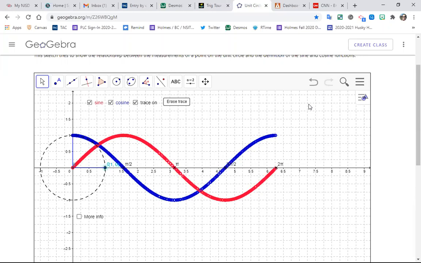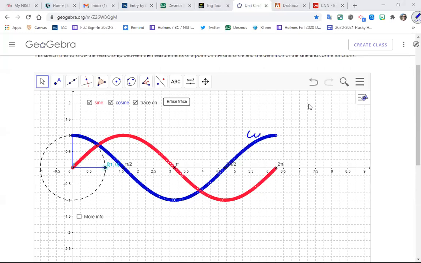I'm going to write that over here too. So this is cos, and this is sine. Now, think about what that would mean. What would tangent look like? What do we know about tangent?